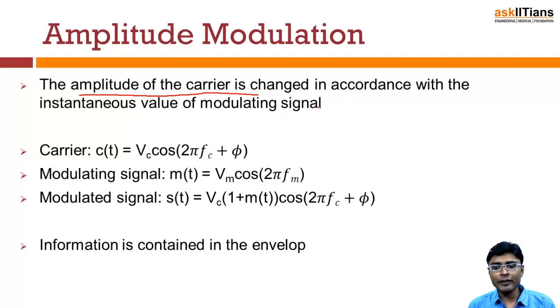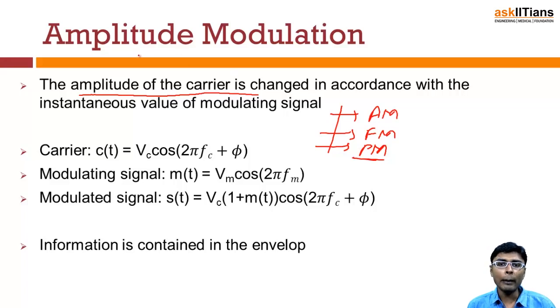In the previous part we have seen there are three types of modulation: AM, FM and PM. We also saw that when we change the amplitude, it is amplitude modulation. If we change the frequency, it's frequency modulation. If we change the phase, it becomes phase modulation. So right now we are studying amplitude modulation.